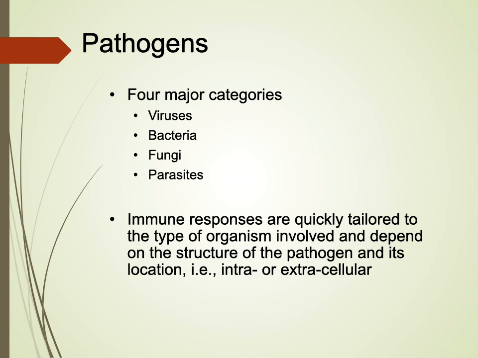We have cells that are good at parasitic worms, so the eosinophils, an example of a white blood cell, a leukocyte, that is good at fighting if we have a parasitic worm, whereas neutrophils are really good at fighting if we have a bacterial infection. So the immune system is tailored in how it responds based off of what type of pathogen or organism is present.